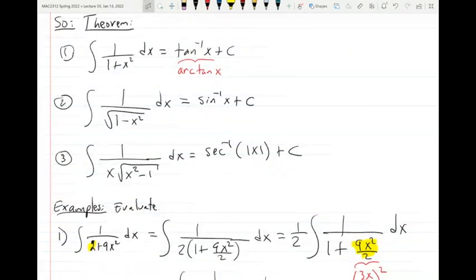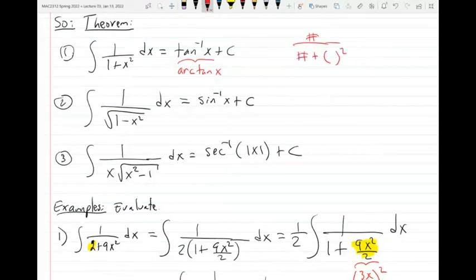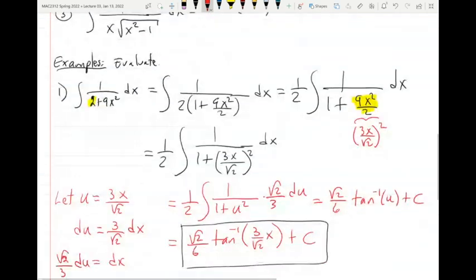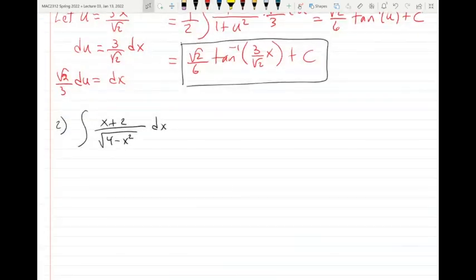The general pattern of the first one is number over number plus something squared. Now, the general pattern of the second one is number over square root of number minus something squared. Okay, but notice that no variable on top, you need to have a number, right? In this problem, we have a variable in the top. You are not far from what we need to do, but it's not just number one. There's something else that we need to do.